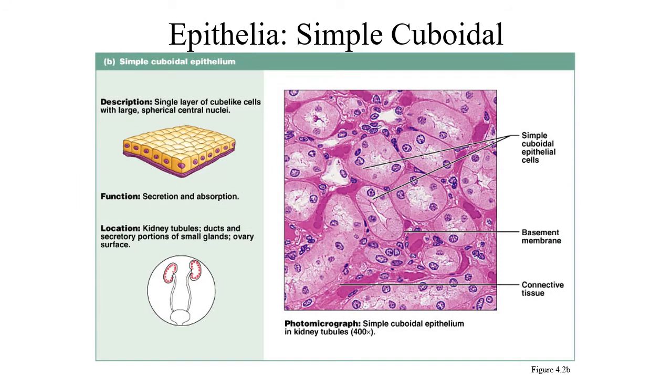Simple cuboidal, we now have a single layer of cells. The cells tend to look under a microscope like a square, and so they're equal height and width. And so if we look at this cell over here, we have roughly equal height and width to it as well. You can see the nice dark basement membrane there around the edge as well. And so that denotes the beginning of the tissue.